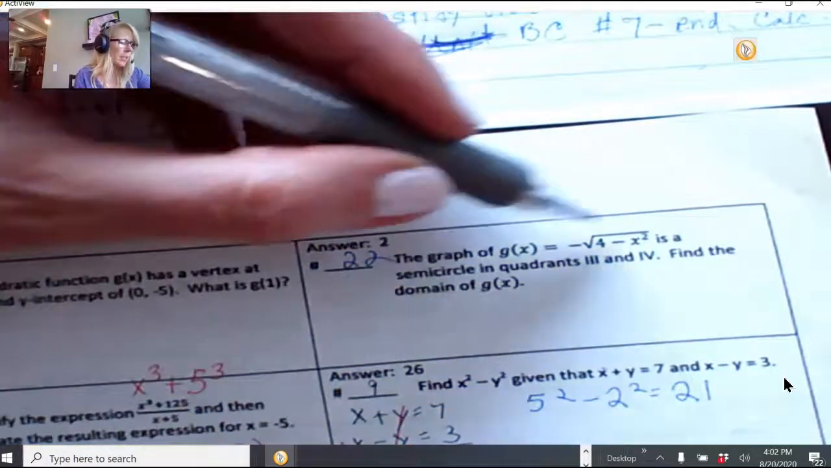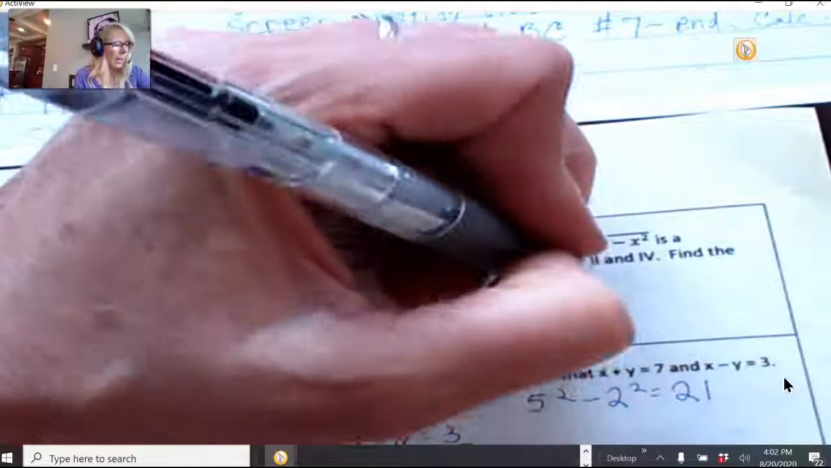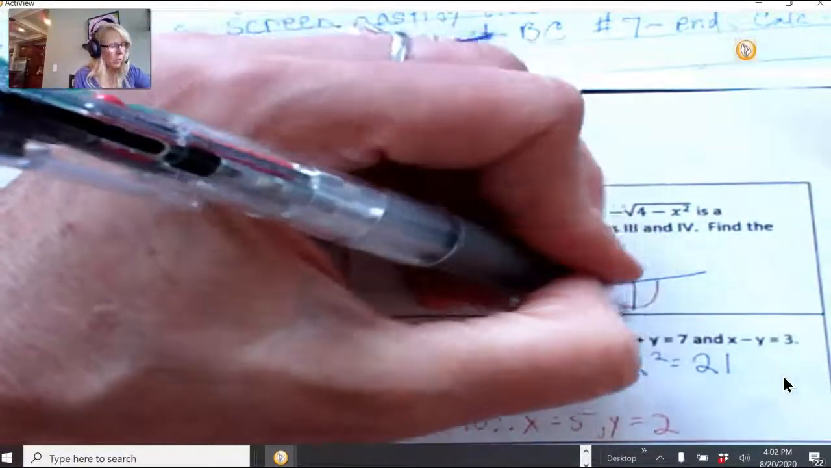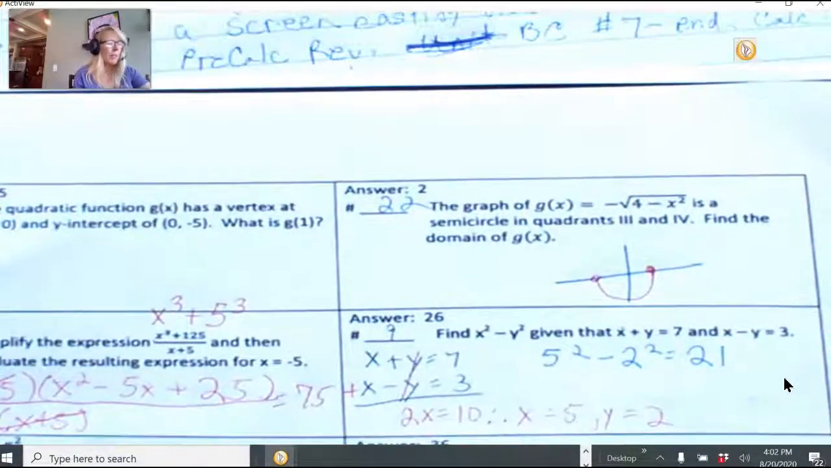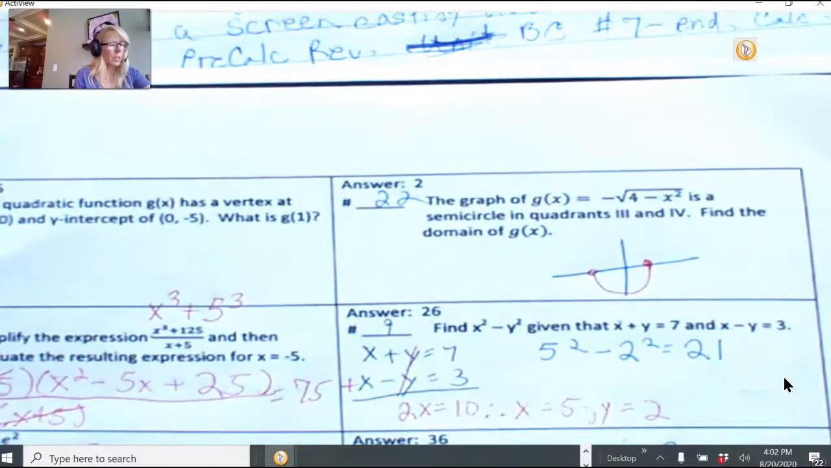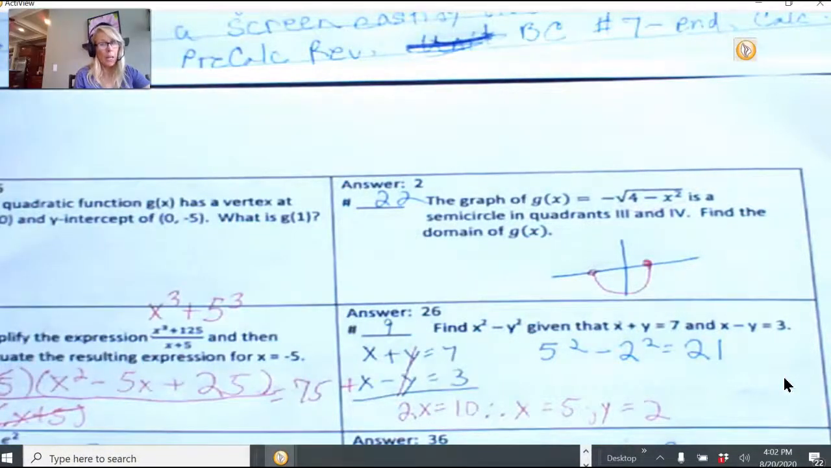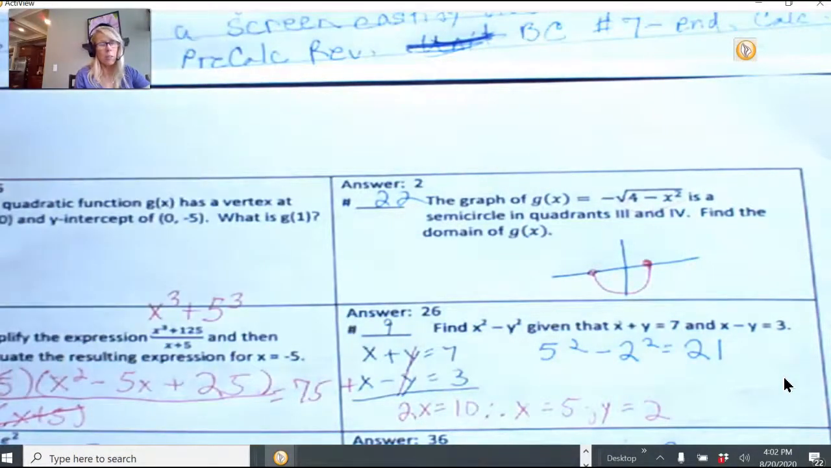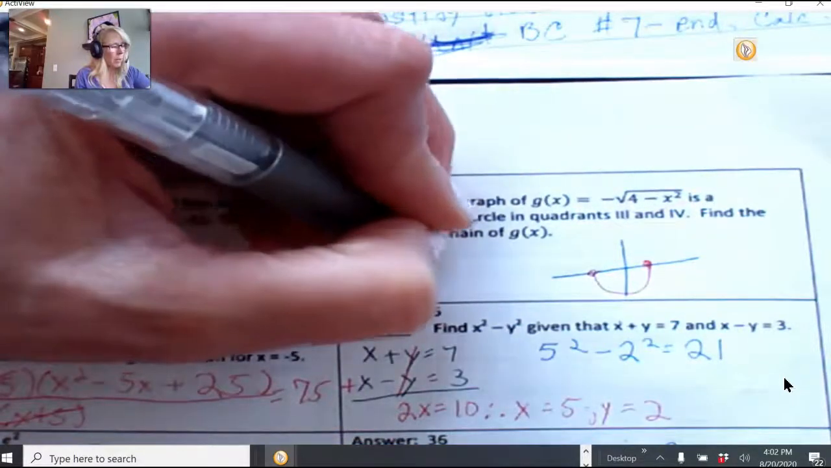This tells you have a semicircle, and it's in quadrants 3 and 4. Find the domain. If you really know how to graph real well, you could easily graph this semicircle, and you could easily see the domain. But if you don't, that's okay. Look at it this way. What's underneath the radical, or in what we call the radicand, that number has to be greater than 0, doesn't it? Greater than or equal to. So you could take 4 minus x squared and make it greater than or equal to 0.